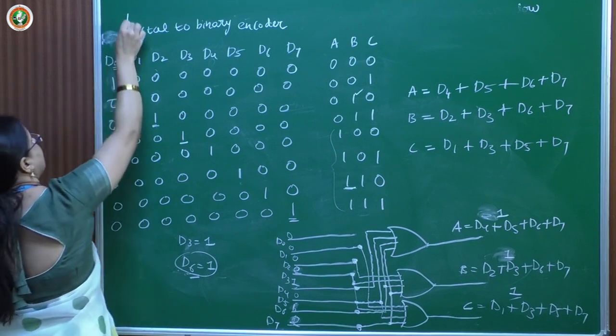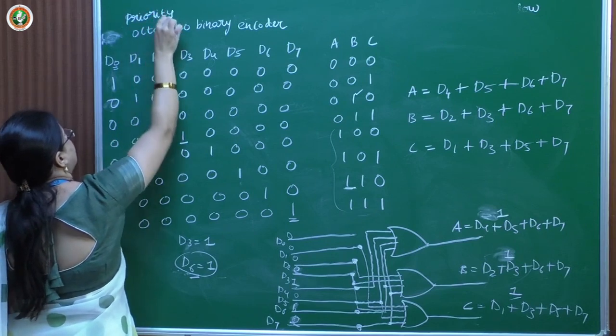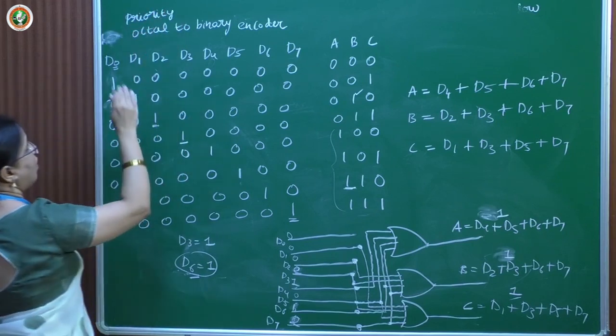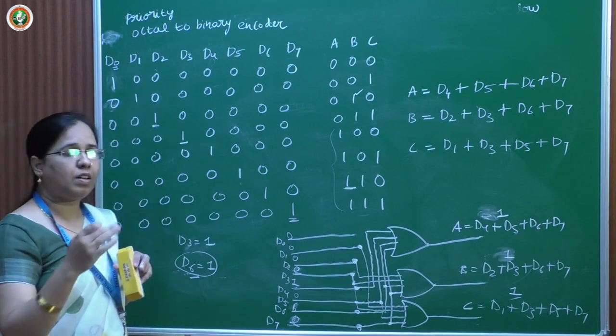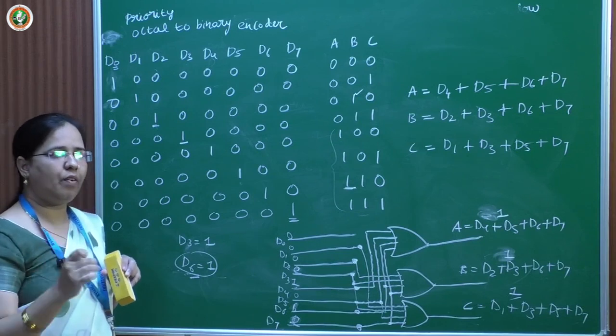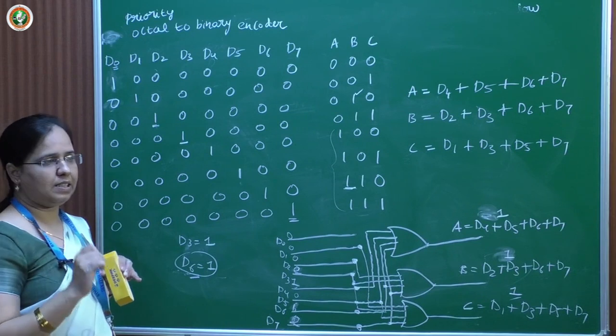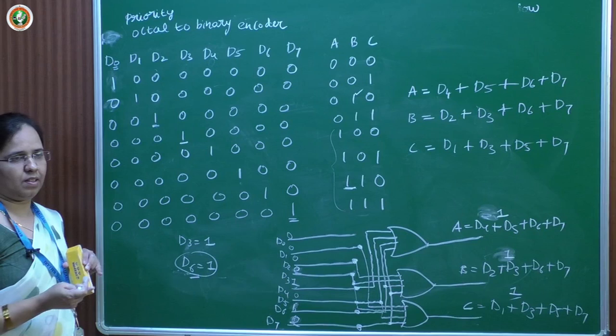So for the same encoder, I am adding one word: priority octal to binary encoder, or we can say octal to binary priority encoder. Got it? Let us see how I am going to design this circuit. In order to design this circuit, first I have to complete my truth table.